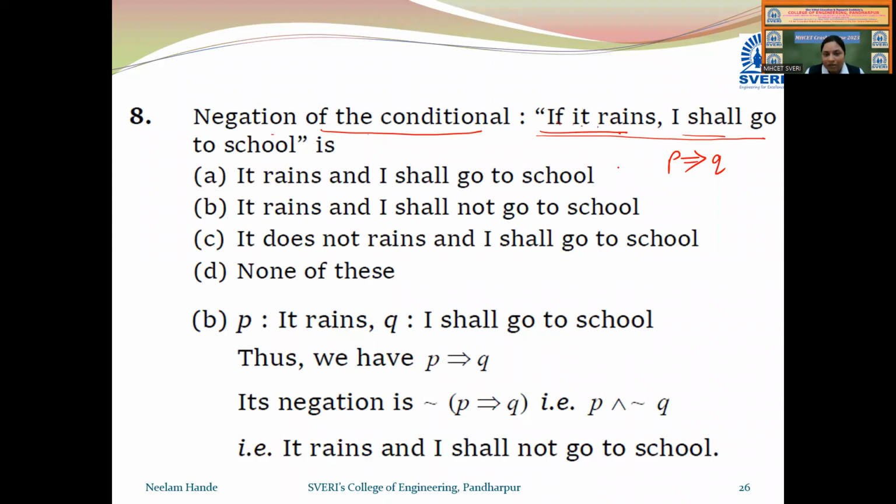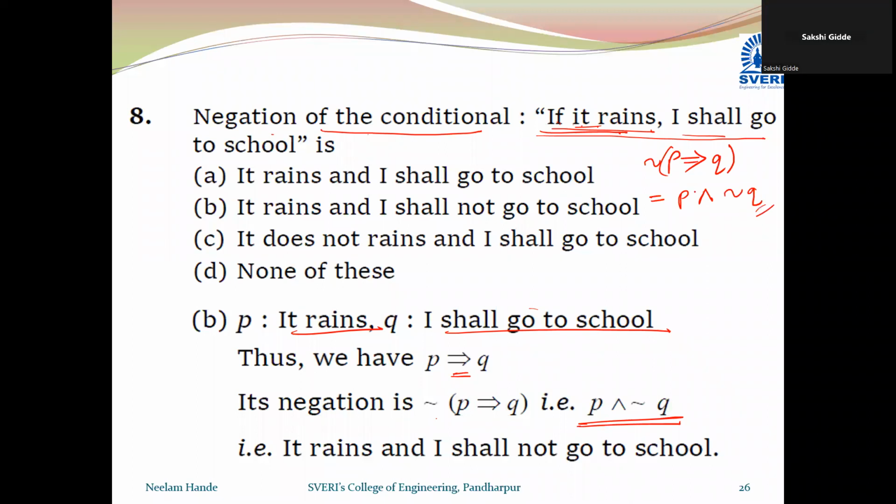If P is the statement it rains, and Q is I shall go to school, then if then is the statement P implies Q. Do you know what is the negation of this statement? We have seen a formula. The negation of P implies Q is P and negation of Q. These two statements are the same. The first statement is it rains. The second statement is I shall go to school. The statement is given as if then, meaning there is implication, and negation of implication is this, as I have told you.